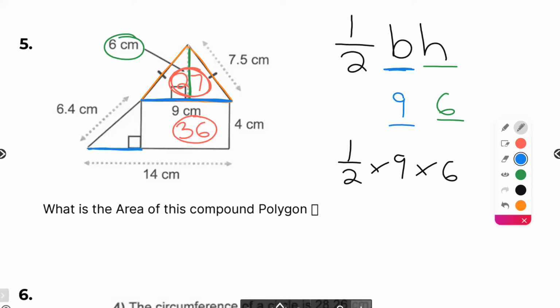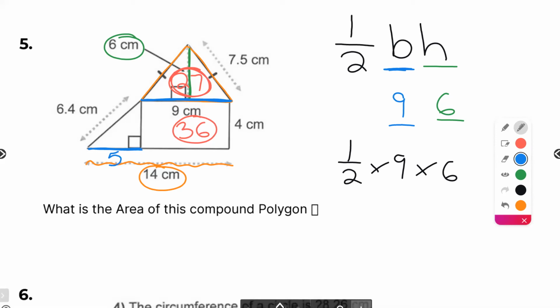They tell us down here that the whole bottom from one end to the other is going to be 14. Well, I know the rectangle's 9 long. So if the rectangle's 9 long and the whole distance is 14, all I got to do is take 14 minus 9. And 14 minus 9 tells me exactly what the bottom of that triangle is.